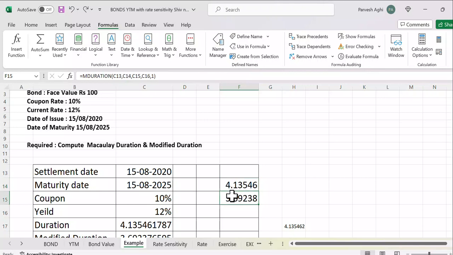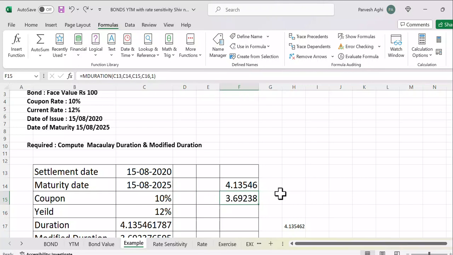Now, the Macaulay's duration and modified duration. The formula is almost the same, with a slight deviation. Here you're getting 3.69, which means there will be a 3.69% change with every 1% change in the market rate. If the market rate rises 1% or falls 1%, the bond's value will move up or down by 3.69%. Okay, so we'll check that.